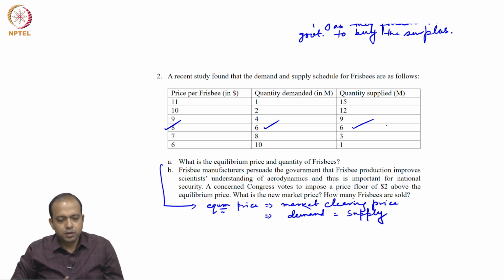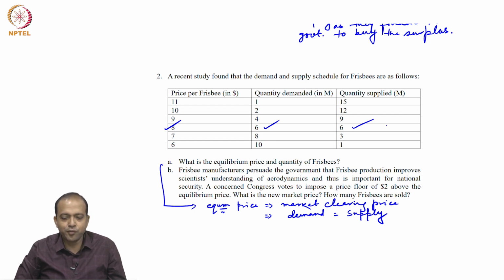Now, the Frisbee manufacturers persuade the government that Frisbee production improves scientists' understanding of aerodynamics and thus is important for national security. A concerned Congress votes to impose a price floor of $2 above the equilibrium price. What is the new market price? How many Frisbees are sold?